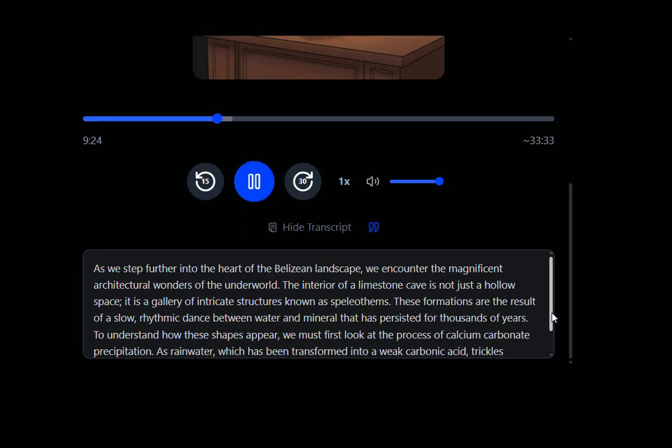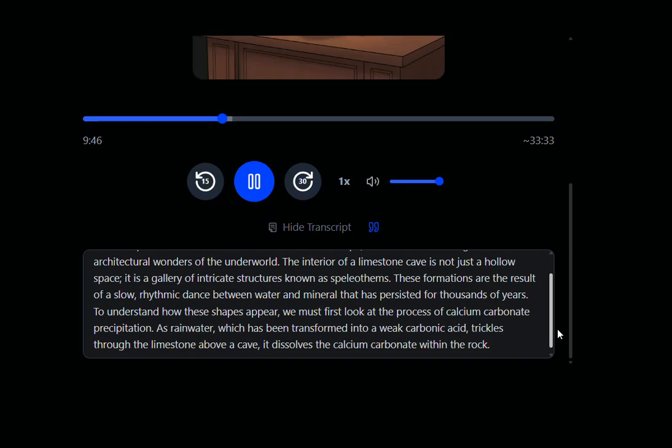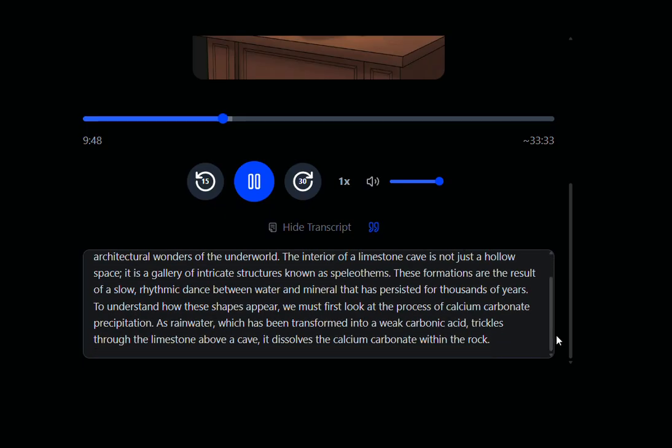As we step further into the heart of the Belizean landscape, we encounter the magnificent architectural wonders of the underworld. The interior of a limestone cave is not just a hollow space, it is a gallery of intricate structures, known as speleothems. These formations are the result of a slow, rhythmic dance between water and mineral that has persisted for thousands of years. To understand how these shapes appear, we must first look at the process of calcium carbonate precipitation.